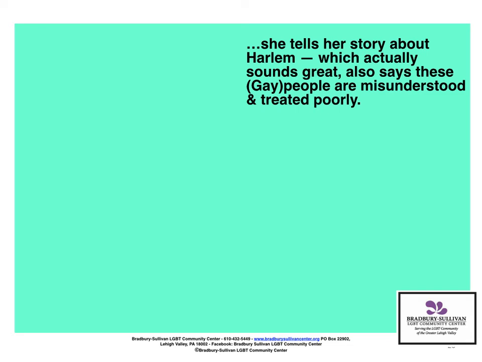So she goes on in the article to tell her story about going to Harlem when she was 16, which is actually a great story. She shows up at 16 and she's a big-time star with a fancy apartment in just a few years, before she's even into her middle 20s. But she goes on in the article to talk about how gay people are misunderstood and treated poorly. And actually, if you're saying that, you're kind of advocating for the gay community.